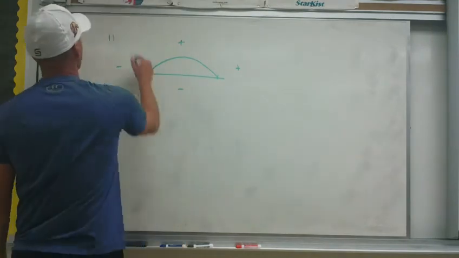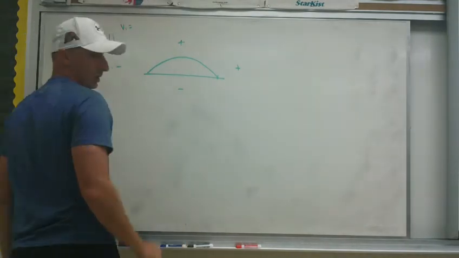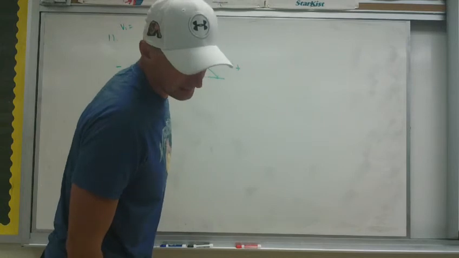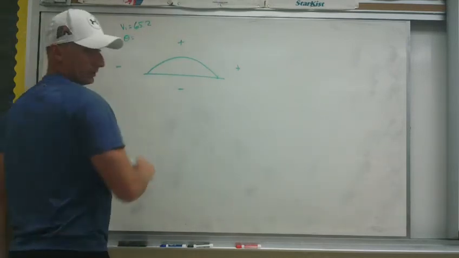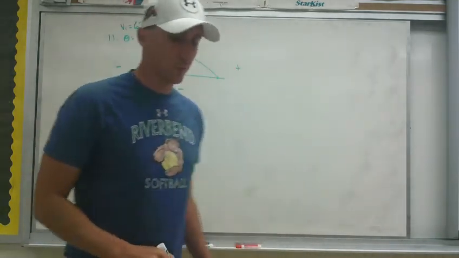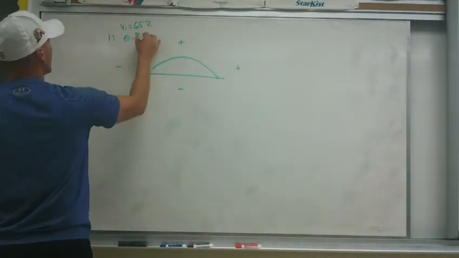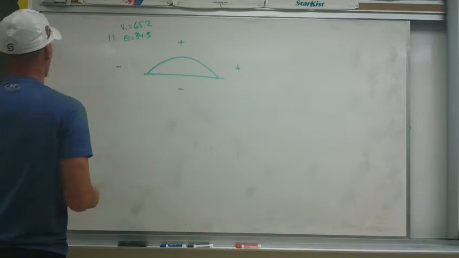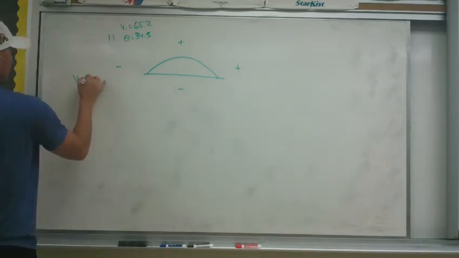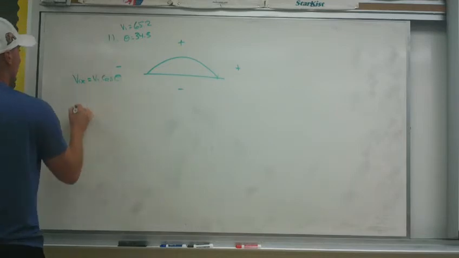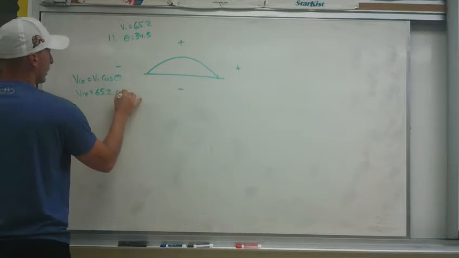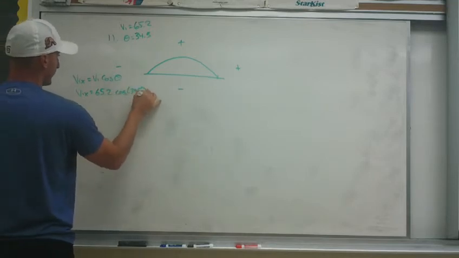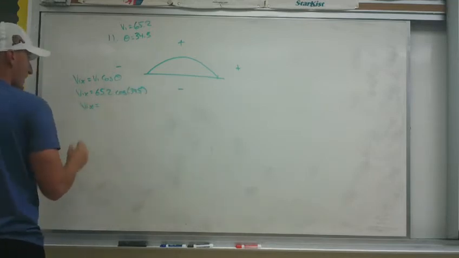So I should know, if I'm given a velocity initial of 65.2 and an angle of 34.5, my first step should be finding Vix and Viy. So Vix is Vi cosine theta. Vix equals, Vi is 65.2, cosine 34.5. So I just do that.